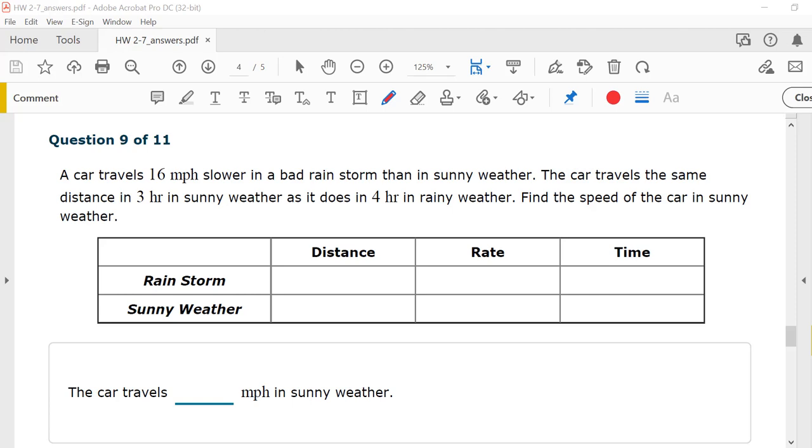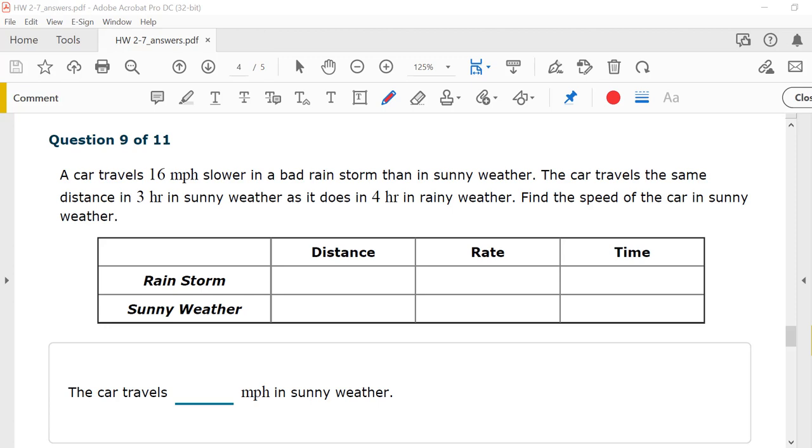Question 9. A car travels 16 miles per hour slower in a bad rainstorm than in sunny weather. The car travels the same distance in 3 hours in sunny weather as it does in 4 hours in rainy weather. Find the speed of the car in sunny weather.